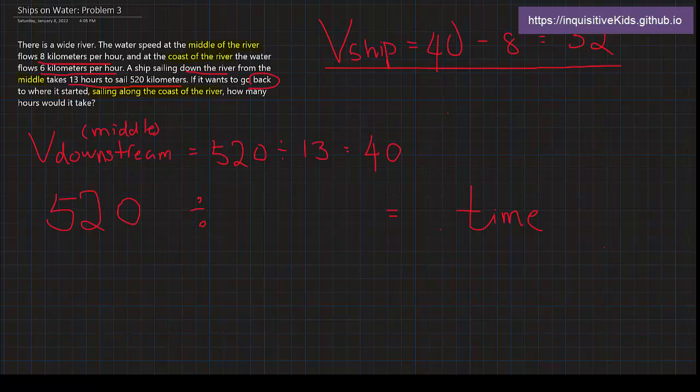So this is the water speed, right? That's the water speed. And at the coast of the river, it flows 6 kilometers per hour. So in order to find the upstream velocity at the coast, we do 32 minus 6, which equals 26. So it would mean that the speed of the ship going upstream at the coast of the river is 26 kilometers per hour. And now all we have to do is divide.